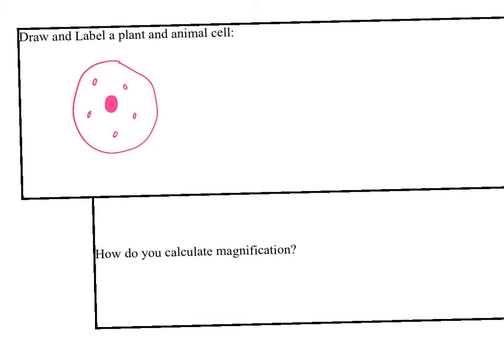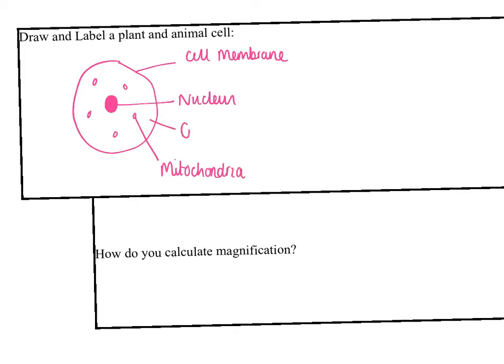So if I'm going to label it, I've got my cell membrane, then I've got my nucleus, then I've got mitochondria, and I have cytoplasm.